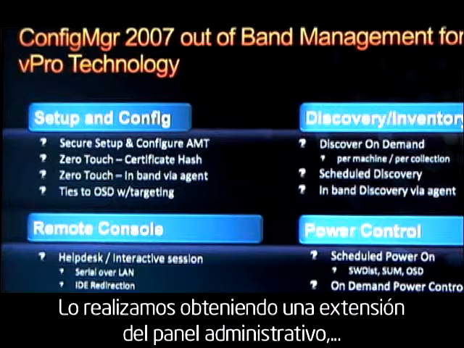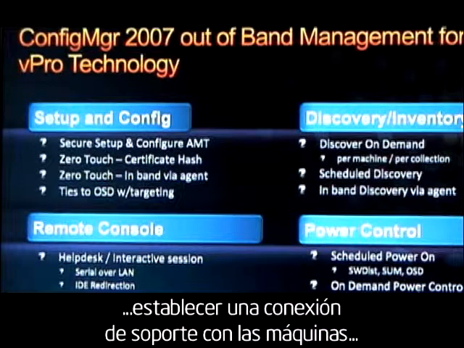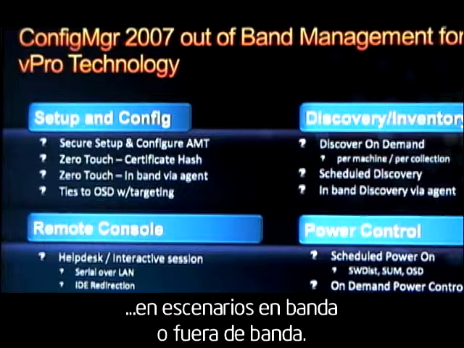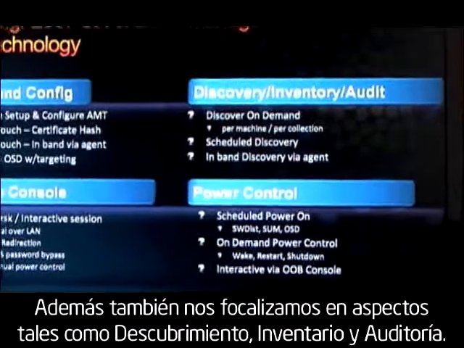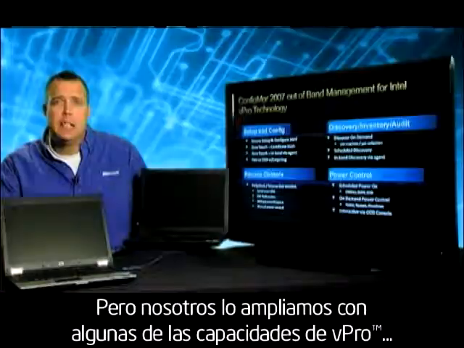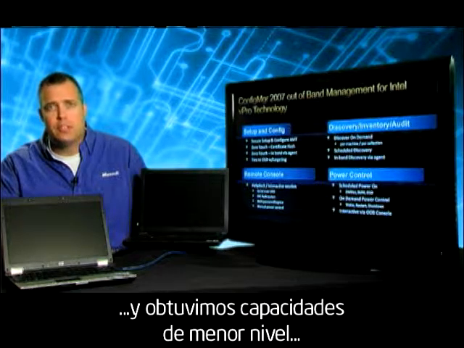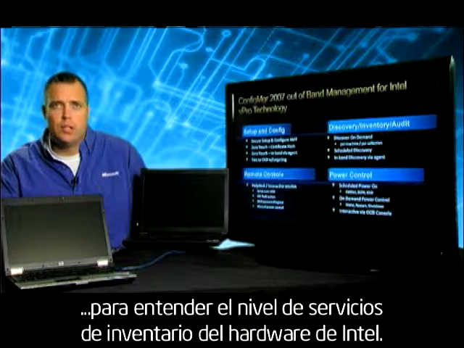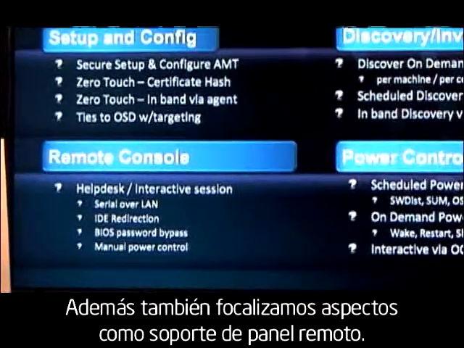We've done this by achieving an administrative console extension that allows you, from our administrative console in Configuration Manager, to do a supported connection out to the machines, either in-band or in out-of-band bare metal scenarios. In addition to that, we've also focused on things like discovery and inventory and auditing. System Center has been known as an inventory tool for a long time, but we've extended that now with some of the vPro enablement, getting us lower level abilities to understand the Intel hardware level of the inventory services.